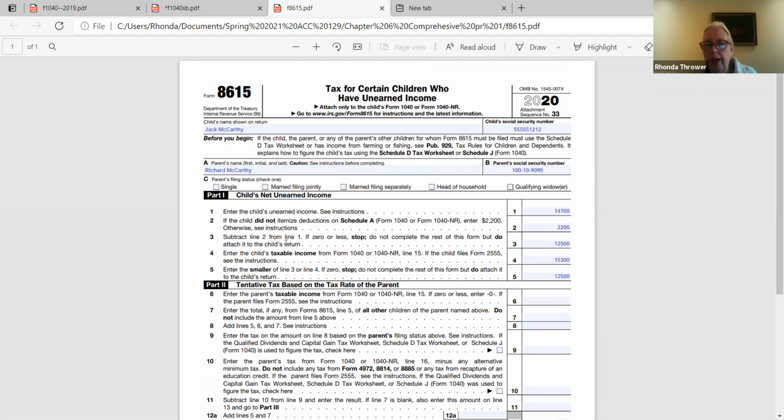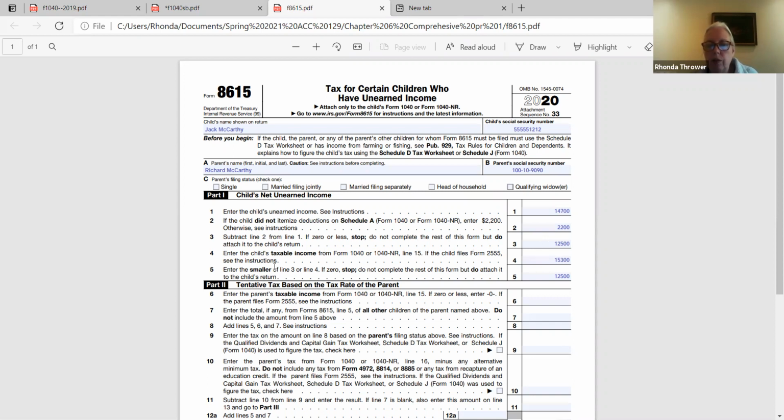Then you're going to subtract line 2 from line 1. When we subtract line 2 from line 1, that leaves us with line 3, which is 12,500. It also tells you if this is 0 or less, stop and don't complete the rest of the return. Obviously, it's more than 0, so we're going to keep going.